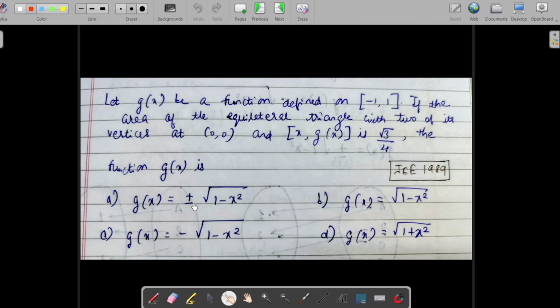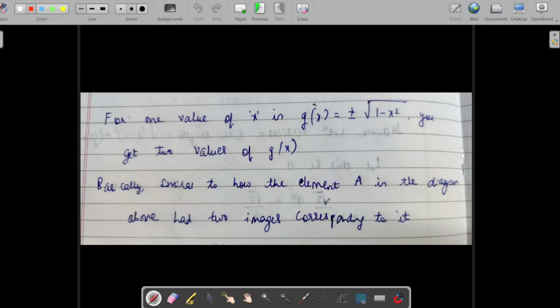If you have studied coordinate geometry, you will quickly realize that a circle is not a function. Why? Because it is very similar to this. Suppose this is the circle. For one value of x, you have two values of y, because for one value of x, y can be this or y can be this. So that is why we say that a circle is not a function. That is what I've written.